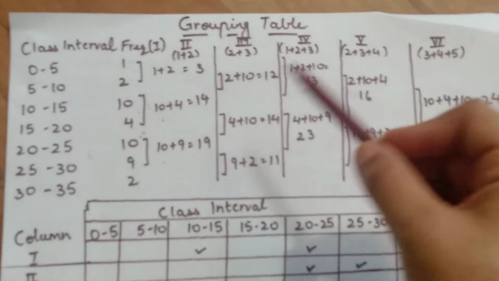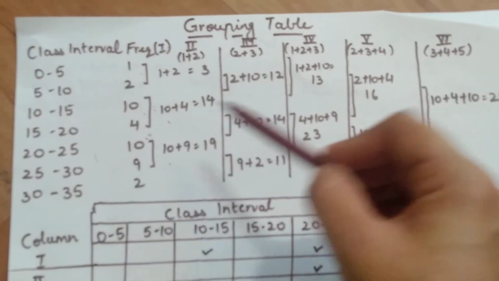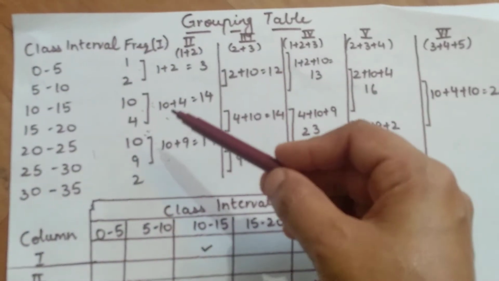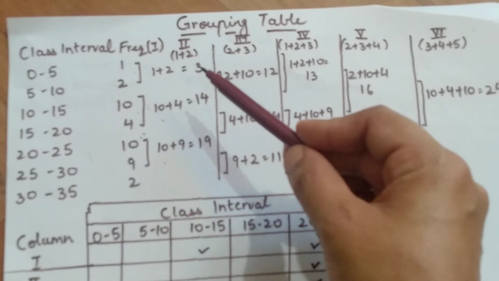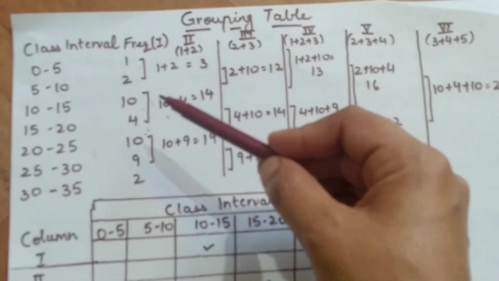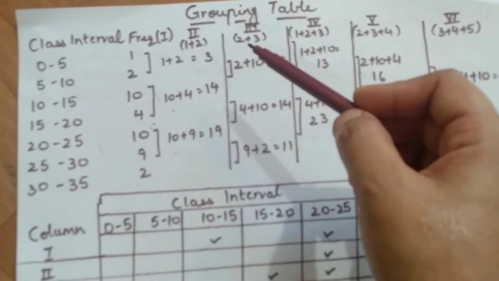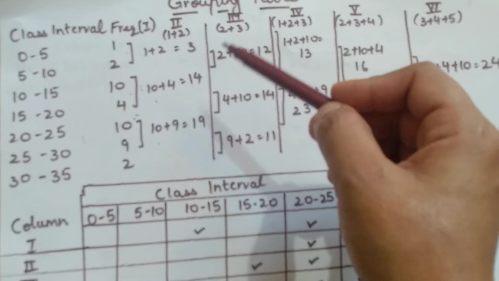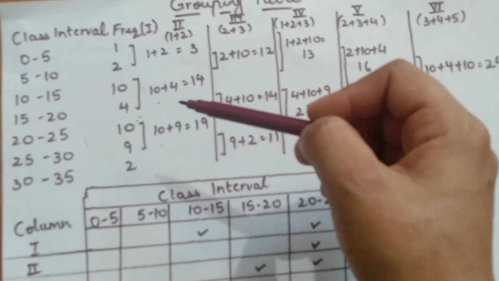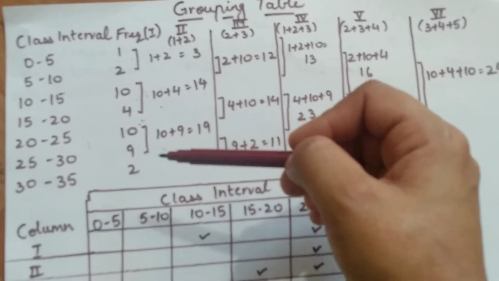Clear? Again, I am repeating the steps. You have to form 6 columns in all. First will be the frequency. Second column will be the grouping of first and second frequency. Likewise, third and fourth, and fifth and sixth. In the third column, it's a combination of second and third frequency. Then fourth and fifth. Then sixth and seventh.